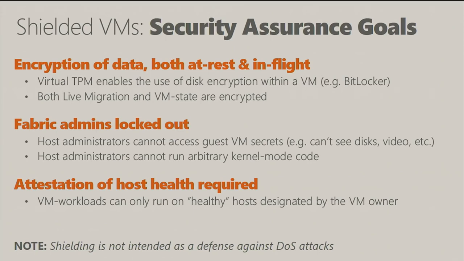You cannot run a shielded VM until you have passed attestation with a new service that is part and parcel of Windows Server 2016 called the Host Guardian Service, HGS for short. It does precisely two things. One is attestation, i.e. it measures something and then sends back a health certificate if it's good, or no certificate if it's not good. Once you've got a health certificate, you can ask it to release keys. And note at the bottom there, shielding is not intended as a defense against denial of service attacks.